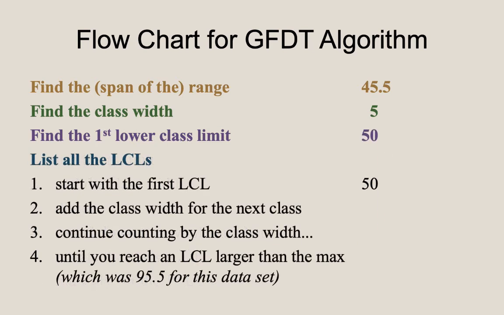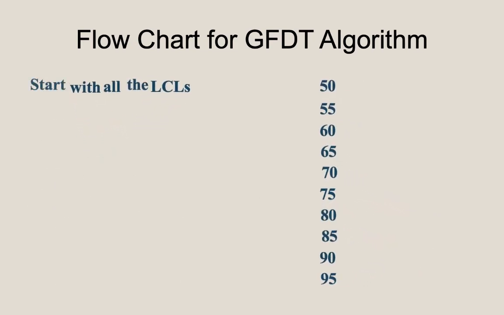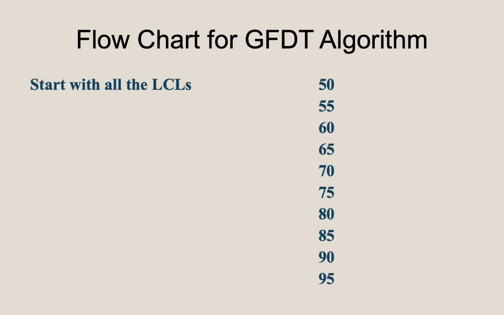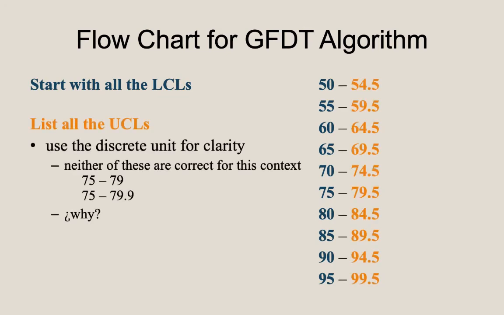So we start with the first lower class limit, and we'll add the class width to take us to 55. And then we'll continue this process, 60, 65, 70, 75, 80, 85, 90, 95, 100, until we reach the first lower class limit that is larger than the maximum of our data set. The maximum in this data set was 95.5, and 100 is above that value. So we actually do not need the value 100. So we'll list out all of the lower class limits, and from here, we'll now list all the upper class limits.